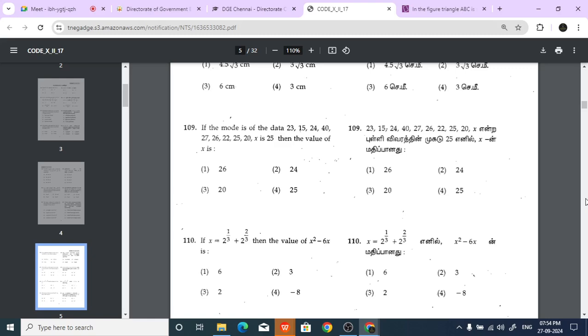So they have given a set of values. One of the values is unknown, that is x. But they said the mode of the data is 25. What is mode? How do you find mode? The number which has repeated the maximum number of times. So none of the numbers have repeated more than once. But there is one unknown number x. But they have given the mode as 25. So, what will be the value of x?